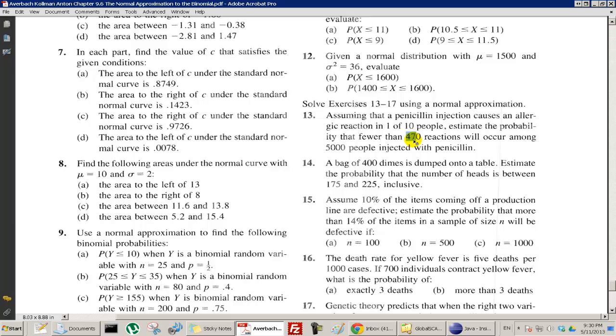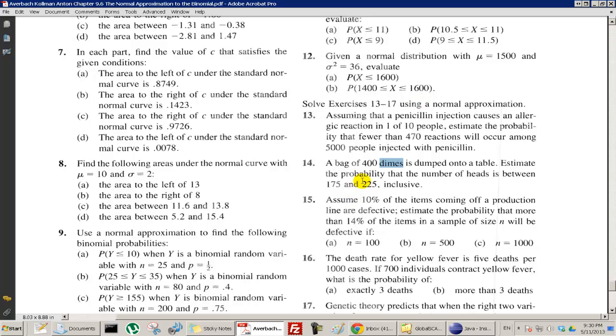This one, a bag of 400 dimes, these are coins, is dumped onto a table. Estimate the probability that the number of heads is between 175 and 225. So again, this is a binomial. You could do it as a binomial, but they ask us to do the normal approximation to it.